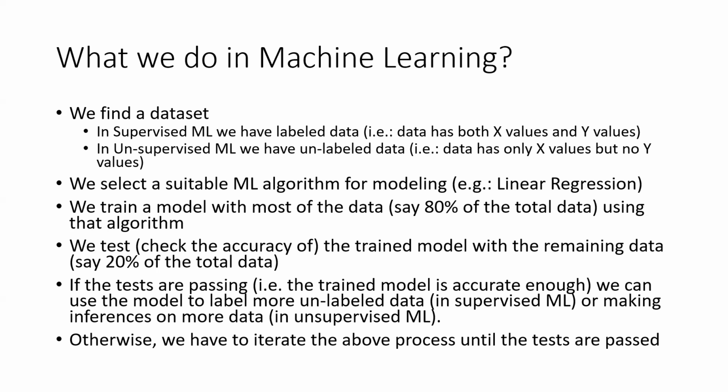In unsupervised machine learning, we don't have y values. That means we don't have label data. That means in our data set, we only have x variables, x1, x2, x3, and so on, but no y values. So now which type of data sets are much more expensive, either labeled data sets or unlabeled data sets?